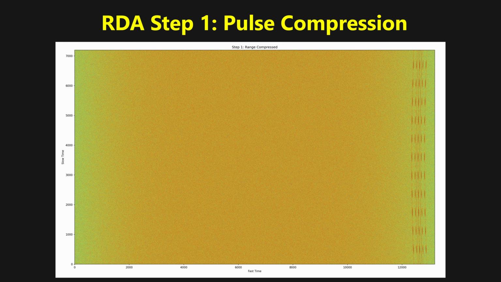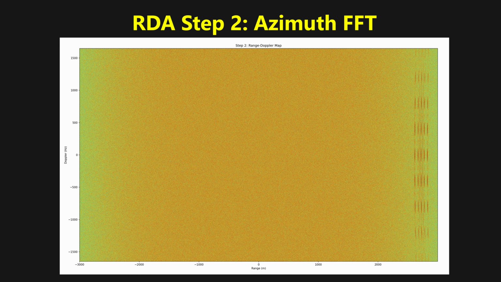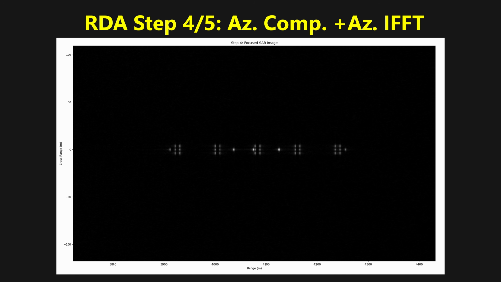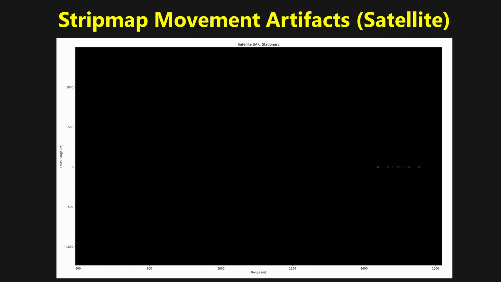And here you can see how the image is focused, again, over the steps of the range Doppler algorithm. When I switch back to linear, you can recognize the destroyer. And here are the movement artifacts for this scenario.